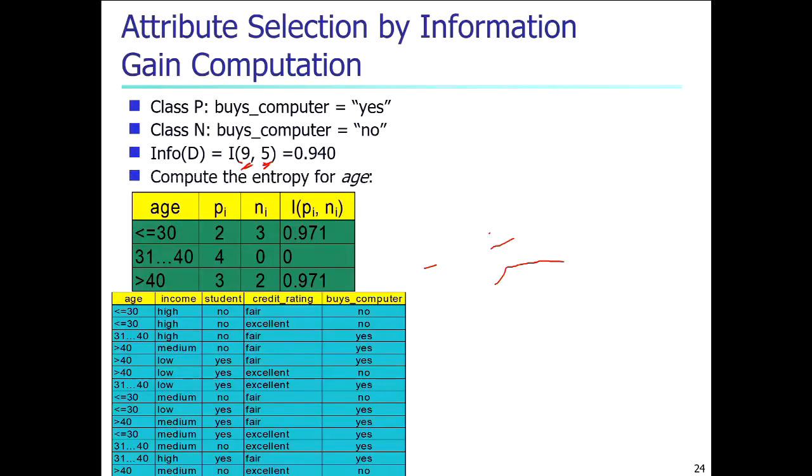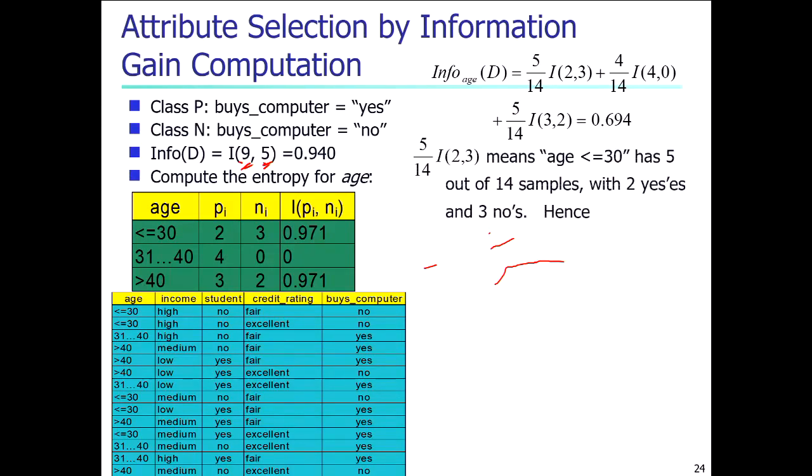Okay, then we want to compute the information gain after we do the partition on age. For age, we have 3 different attribute values. For smaller or equal to 30, we have 2 positive samples and 3 negative samples. Between 31 and 40, we have 4 positive samples and 0 negative samples. And larger than 40, we have 3 positive and 2 negative.